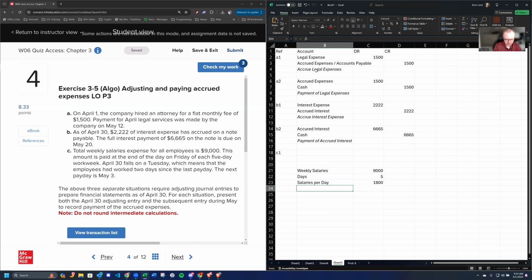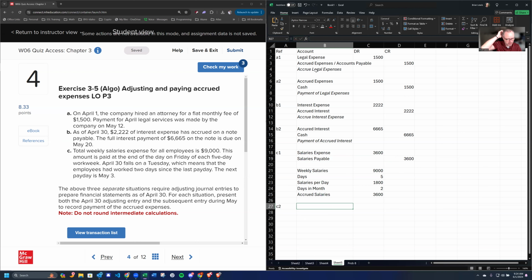So we know that 2 days in the month are 2. So accrued payroll or accrued salaries is the salaries per day times 2. Okay. So now we can come up here and do salaries expense for 3,600 and salaries payable for 3,600. All right. That looks right.